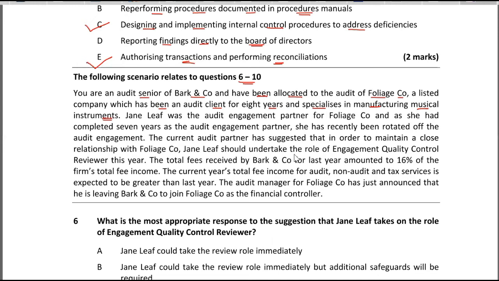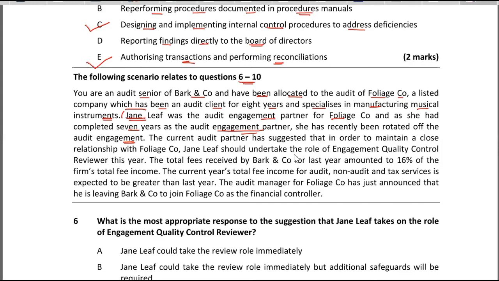Jane Leaf was the audit engagement partner for Foliage Company. Jane Leaf is a person. She had completed 7 years as the audit engagement partner, and she has recently been rotated off the audit engagement because, do you remember, this is a long-standing relationship. This is a long association of senior personnel with the audit client.